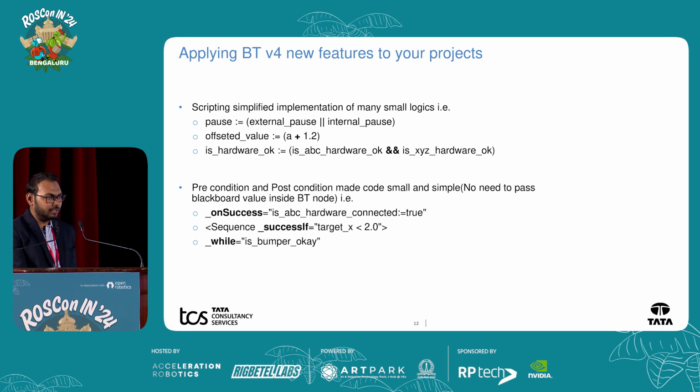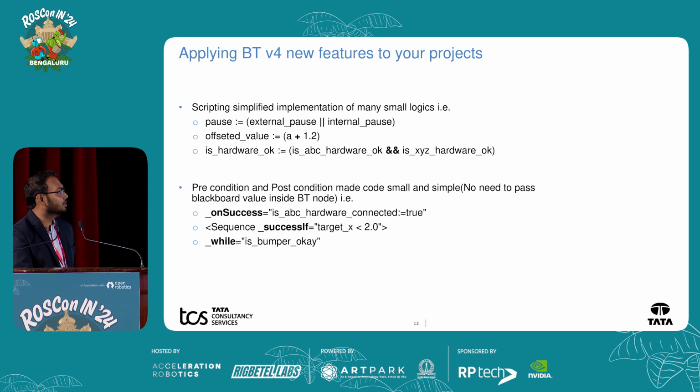Then previously we were using behavior tree version 3, and behavior tree version 4 has many cool features which simplify your work. For example, one is scripting. Scripting simplifies implementation. As I explained, there's external pause and internal pause. You can use just an OR operator and store the value in the pause variable, and that too in XML. You don't need to change into CPP. Then if you want to add an offset, you can do it just in scripting. Or, for example, if you have multiple hardware and all the hardware is working correctly, then only the main hardware okay is true. So you can specify it like that.